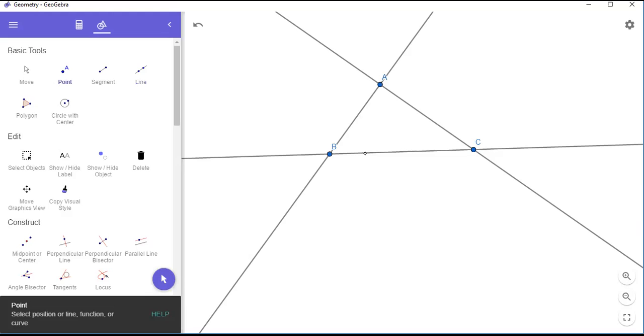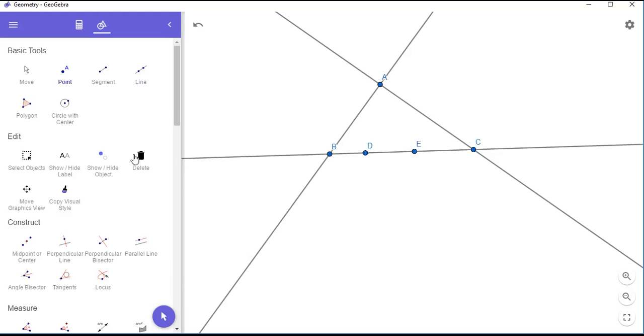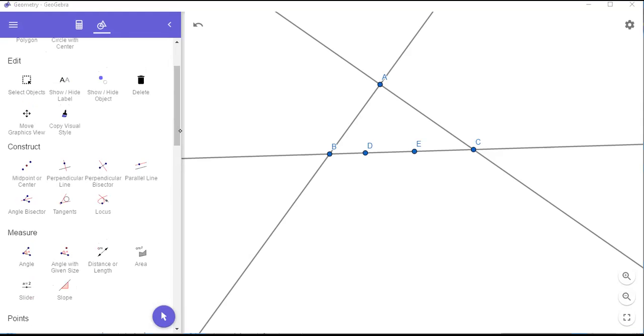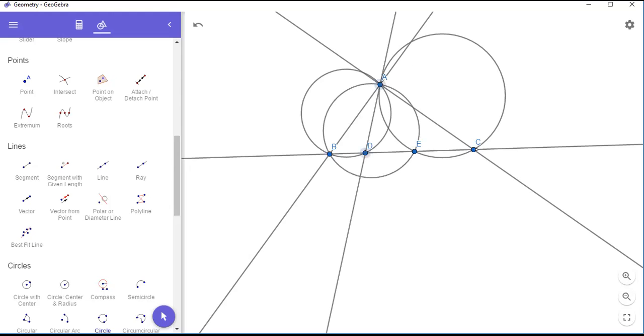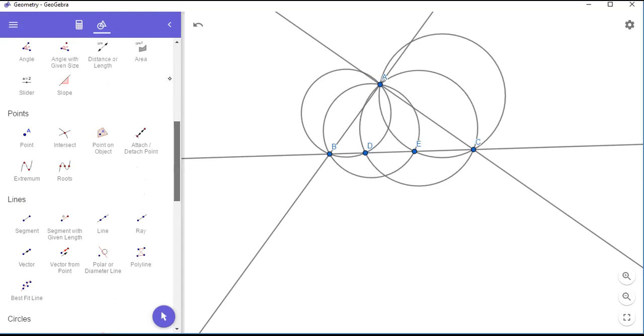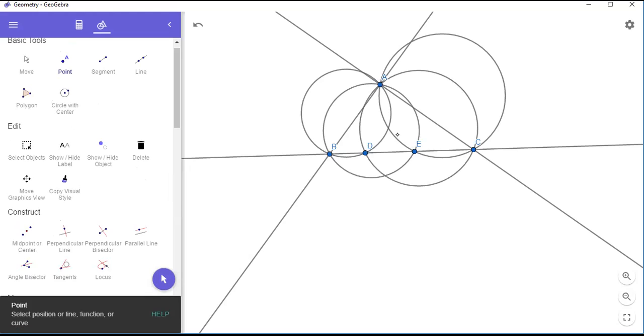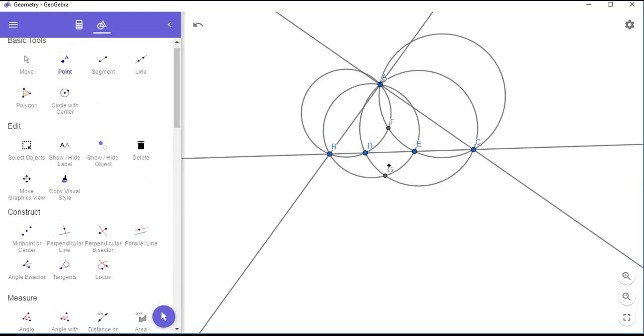Okay, so pick two random points. So I'm just going to place them, let's say, here. And we draw their circumcircles of ABD and ACE. So then we also have ABE and ACD. So we have F here and we have G.